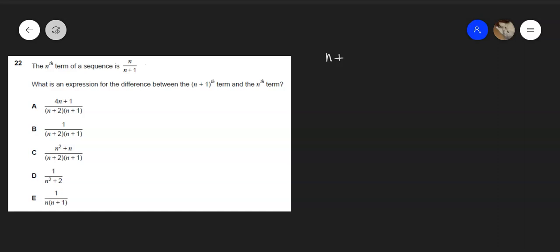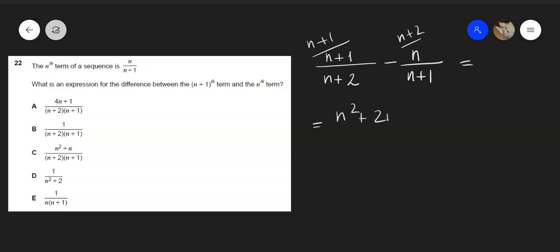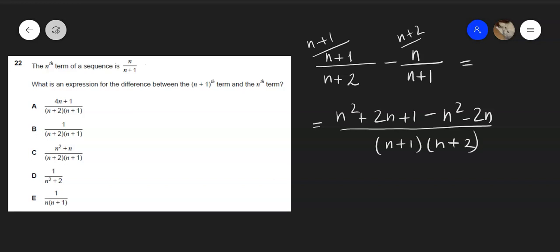So that would give us n plus 1 over n plus 1 plus 1, which is n plus 2. And we are going to subtract the nth term, n over n plus 1. Let's now simplify this expression. This is equal to n squared plus 2n plus 1 minus n squared minus 2n over n plus 1 times n plus 2. So I'm not going to multiply the brackets through in the denominator, because this is what we have in the given options.